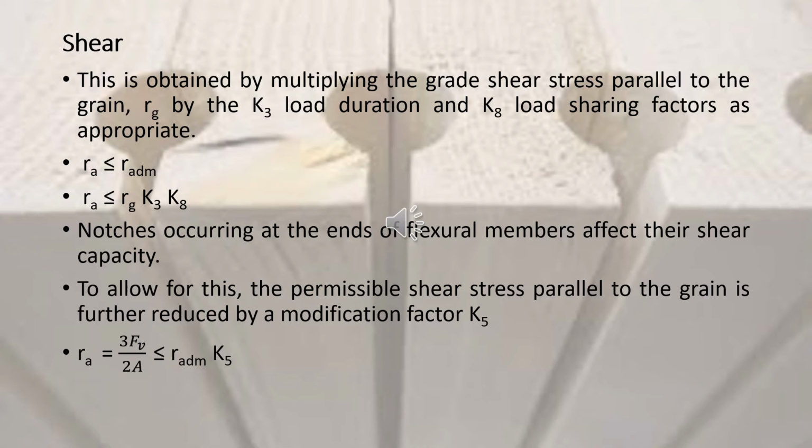To allow for notches, that is the reduced resistance to shear, the permissible shear stress parallel to grain is further reduced by a modification factor K5. So the permissible shear stress parallel to grain must be multiplied by K5. And this last formula provided on this slide should be used as the final formula to do the check for shear stress.